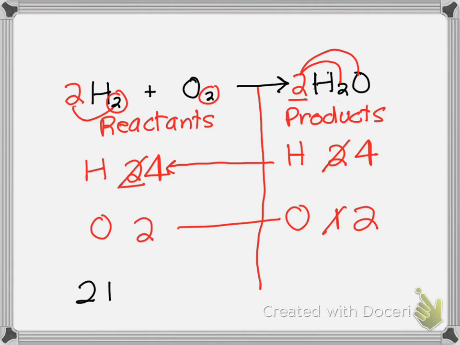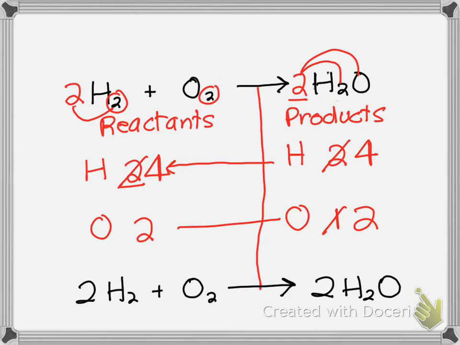It's 2H2 plus O2, I didn't add anything to that one, makes 2H2O. Really, in words, what I'm thinking is 2 hydrogen molecules would react with 1 oxygen molecule, and from that I would get 2 water molecules. See, the coefficients are giving me information about the chemicals that are reacting.